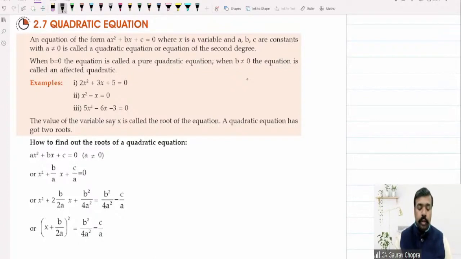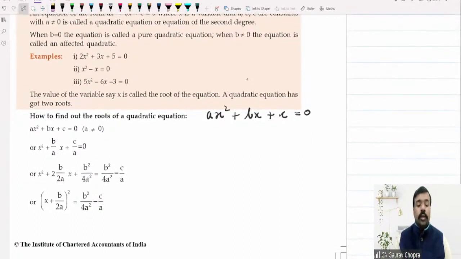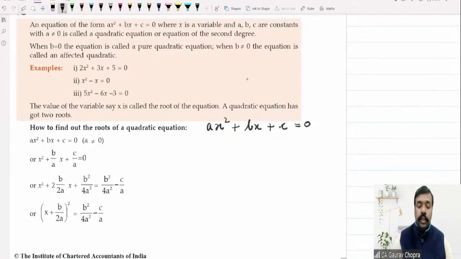When we talk about the format of the quadratic equation, it is ax square plus bx plus c is equal to 0. So this is the equation. Now this is the basic equation where this 2 is known as the degree. Because of this 2 degree, it is known as the quadratic equation.